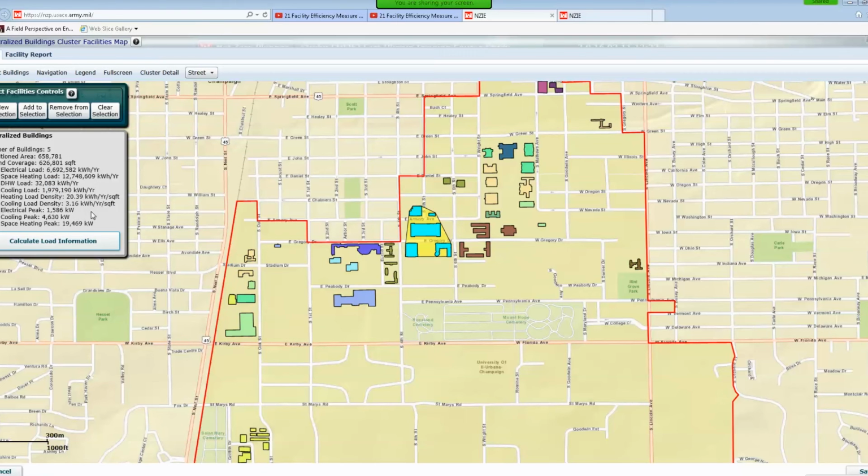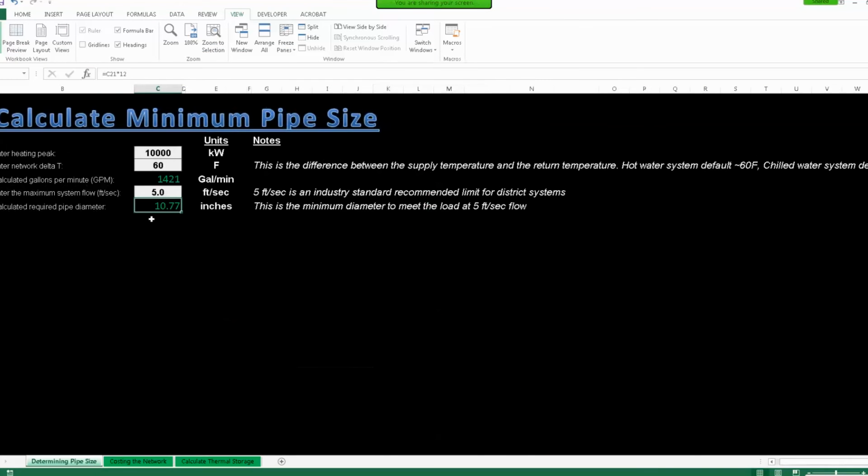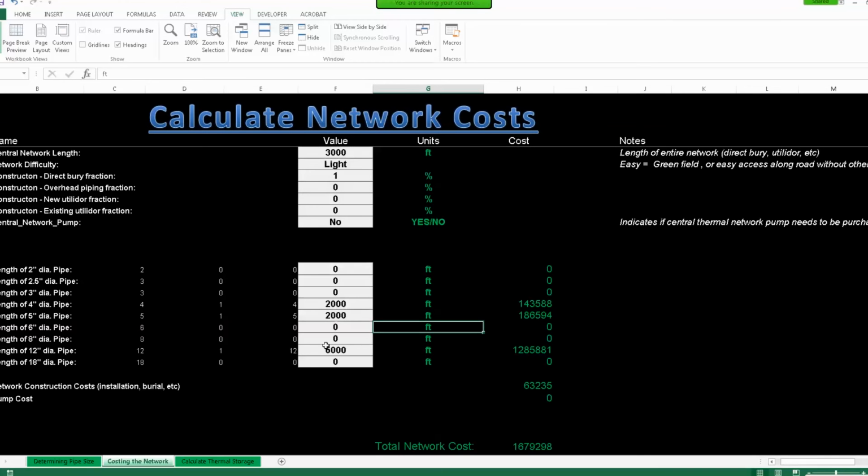All right, so if you click calculate, you can get those loads. So there's the space heating load of 20,000 kilowatt. Again, you just drop that in as the uppermost number on that far left side. Looking over here, and you can get the size requirement for that main. So you'd add them up, put them in through here, and we can actually find the total network cost.